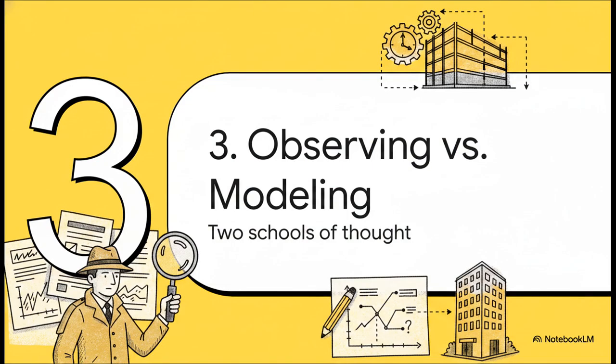Okay, so with our rulebooks in hand, our detective faces a fundamental choice. It's a real fork in the road. Do you analyze what actually happened by looking at the evidence as it is, or do you build a simulation to test what could have happened if things went differently?